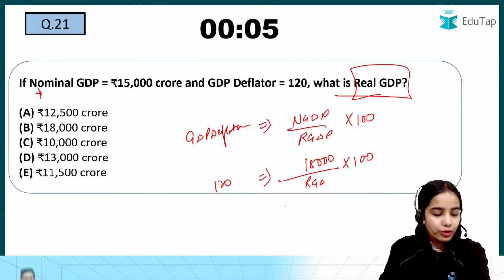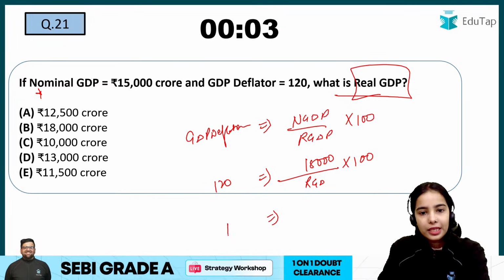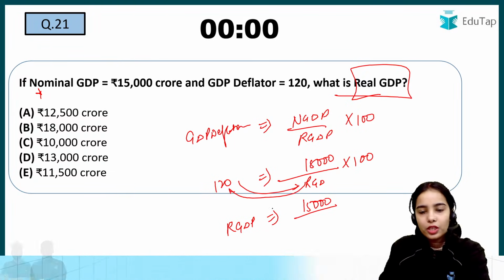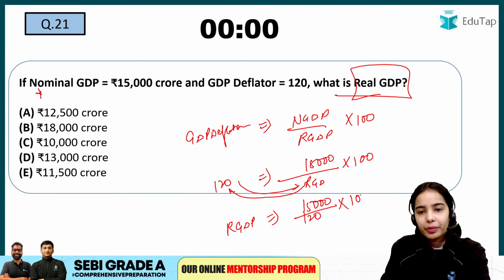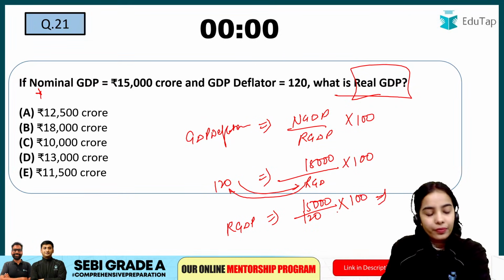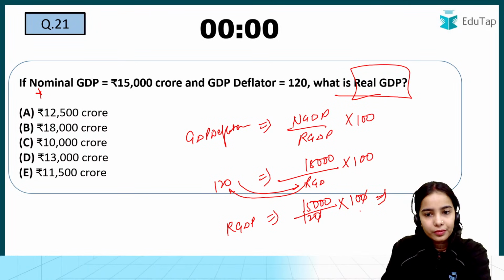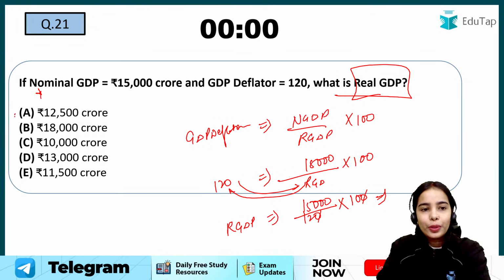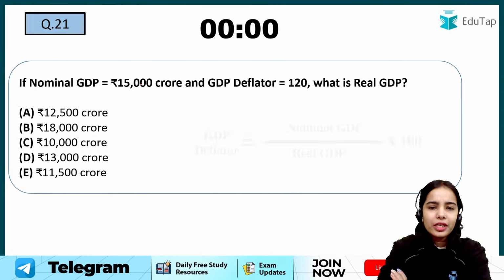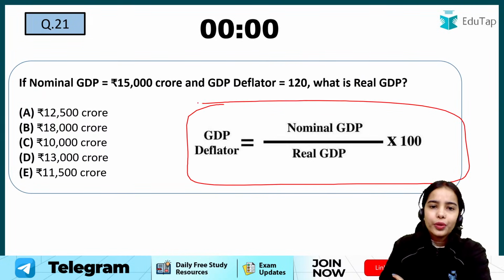So what do you have to do? Yes, real GDP is 15,000, this will come here, this has gone here, so it is 120 multiplied by 100. So what is the answer here? Very good, 12,500 crores. This is the answer. So basically, if you know the formula, you can answer this question.